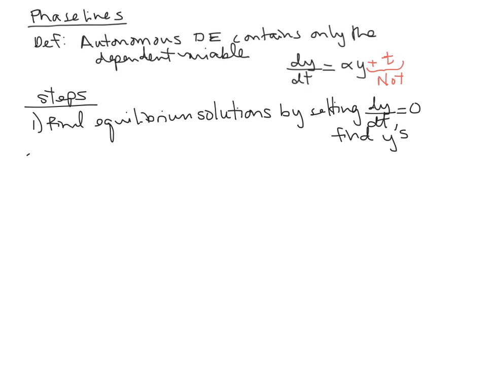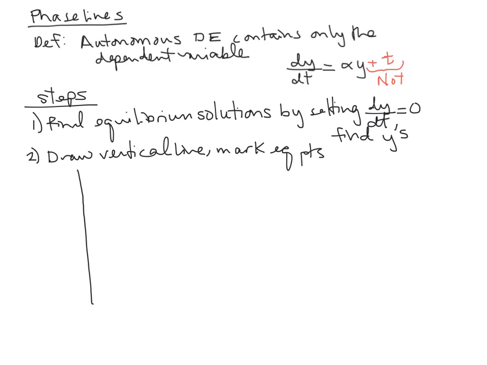Now, the second thing you're going to do is draw a vertical line. I'll explain in just a second why it's just a single vertical line. But you're going to draw a vertical line and mark the equilibrium points on it. Let's do a quick example here. Let's say that we get y equals 1 and y equals 2 from this. And we'll do some more examples. So you draw the line, you mark y equals 1, y equals 2.